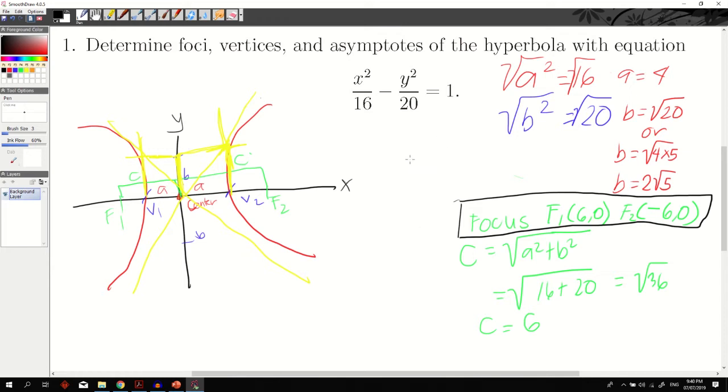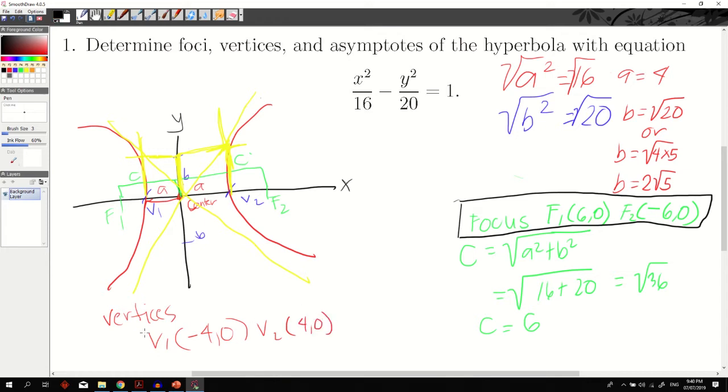Now we go for the vertices. The vertices are much easier because we already have the distance, which is 4. From the center to vertex 1 should be the center minus 4, so vertex 1 should be negative 4, 0. And vertex 2 should be 4, 0.